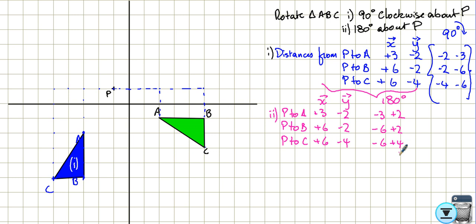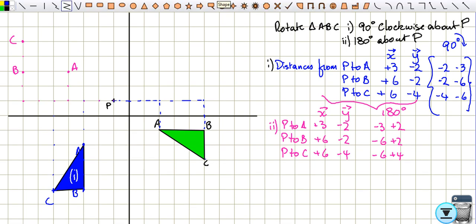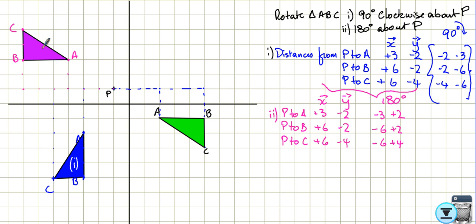So I go and count squares. So the first one is minus 3 plus 2. So minus 1, minus 2, minus 3, plus 2, plus 1, plus 2. That is A. Minus 6 plus 2. So minus 1, 2, 3, 4, 5, 6, 1, 2. This is B. And minus 6 plus 4, if this is 2, 3, 4, that is C. There I have my triangle. I'm going to draw the triangle. Okay, so it is as follows. Alright, and that is the second rotation by 180 degrees from point P.